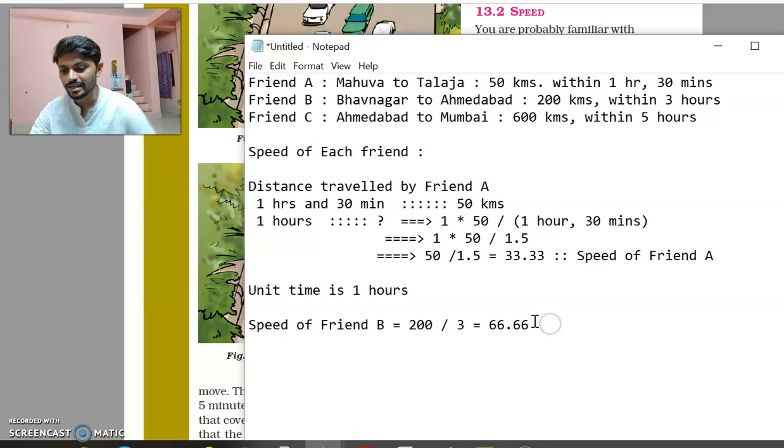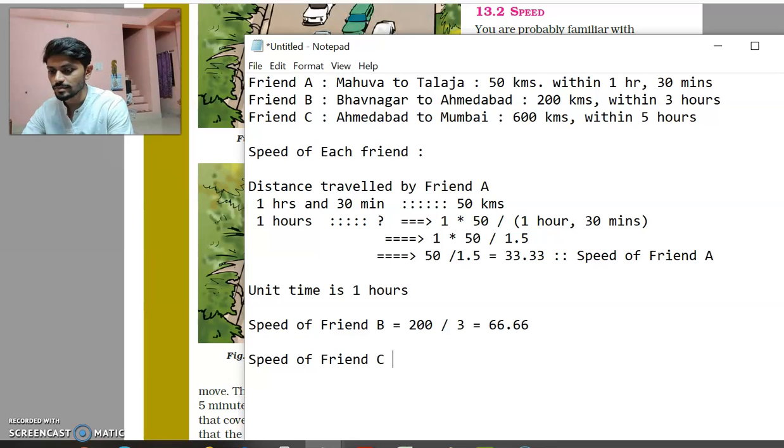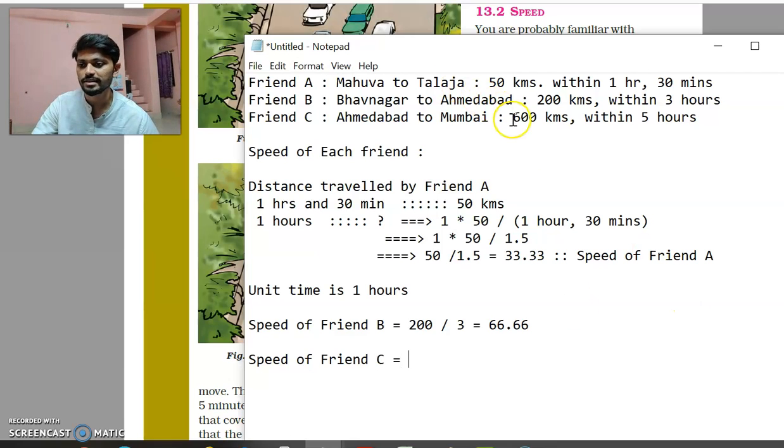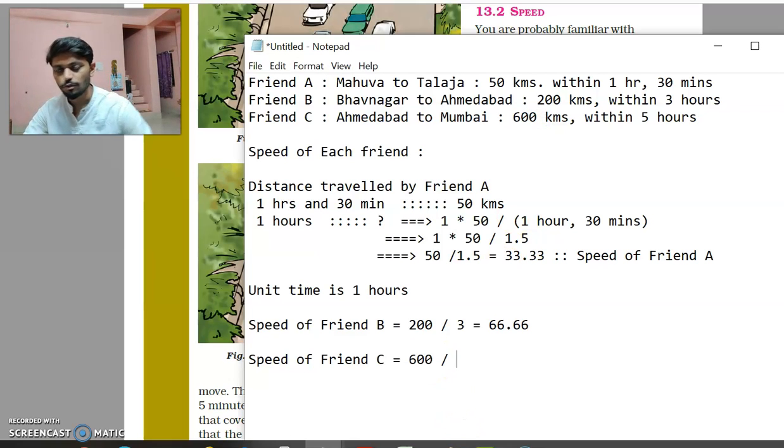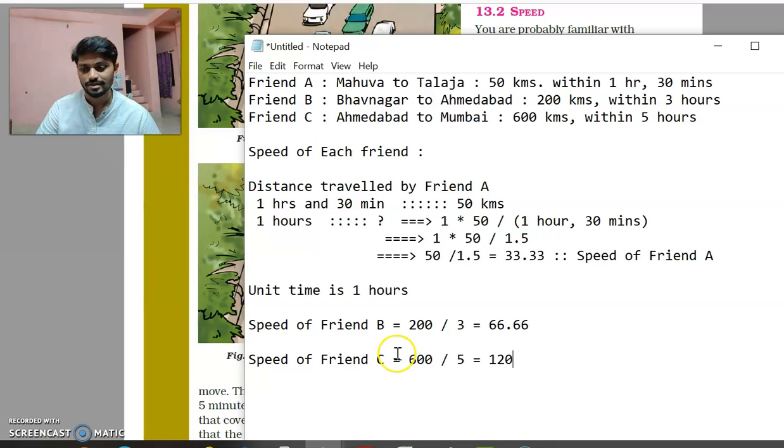So in the same way, let us calculate the speed of friend C. What is the total distance traveled by friend C? It was 600 kilometers. What was the total time that it took? The time that it took was 5 hours. And if we divide 600 by 5, we get the answer as 120. So this is the speed of friend C, this is the speed of friend B, and this is the speed of friend A.